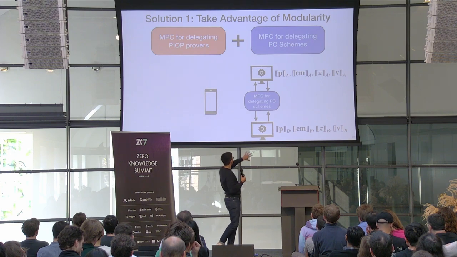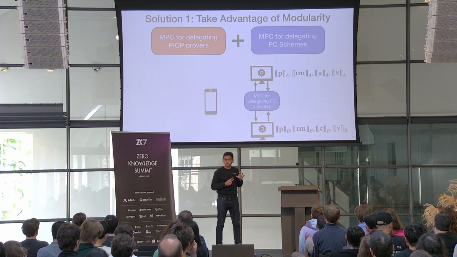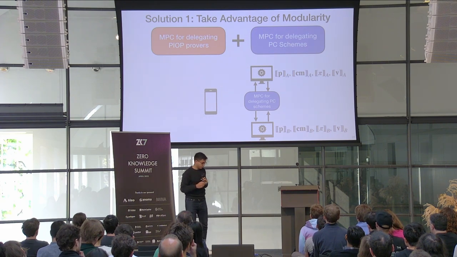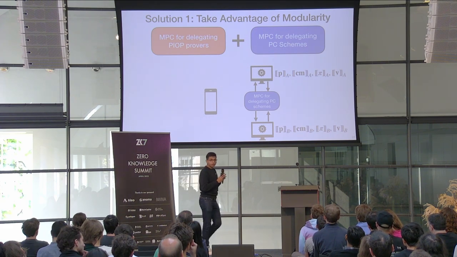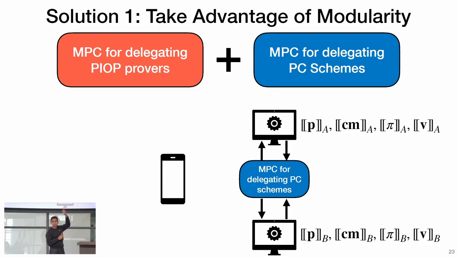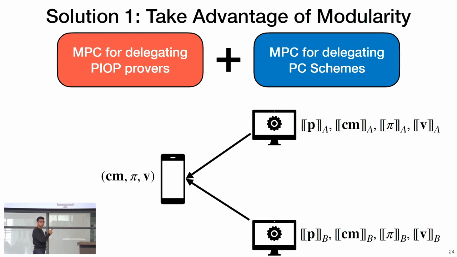You just replace that with these MPC protocols for doing the same, okay? So the high-level structure is very clear. At the end of doing this, these workers have shares of the final zkSNARK proof. They have shares of the commitments, they have shares of the evaluation proof, and they have shares of the evaluations themselves. So they send this back to the delegator, who can combine these shares and recover the actual zkSNARK proof, which it can use in whatever application it wanted to use.